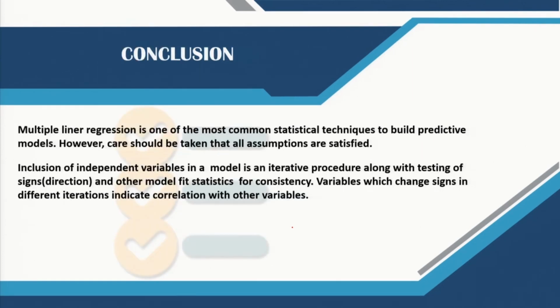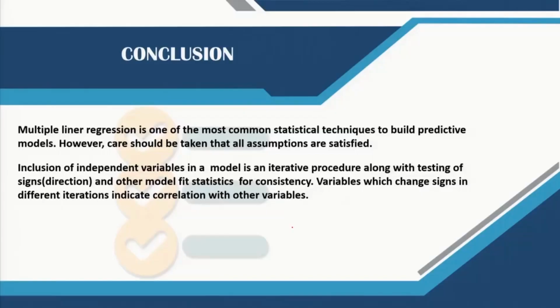Finally, we can conclude by saying multiple linear regression is one of the most common statistical techniques to build predictive models. However, care should be taken that all assumptions are satisfied, because we have gone through many assumptions that need to be taken care of. Inclusion of independent variables in a model is an iterative procedure, along with testing of signs, that is, the direction given by the positive or negative signs, and other model fit statistics for consistency.